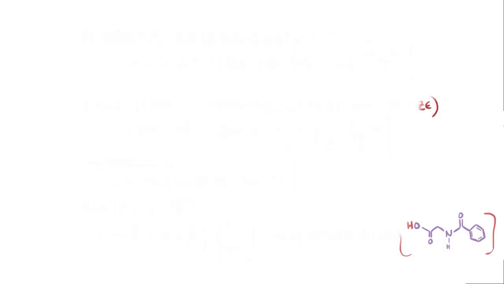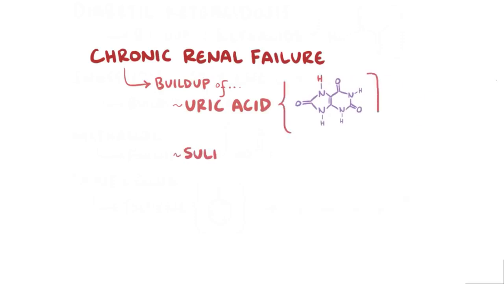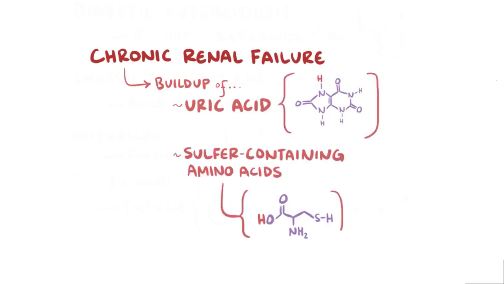One more cause could be from chronic renal failure, where uric acid or sulfur-containing amino acids build up because the kidneys simply can't get rid of them.